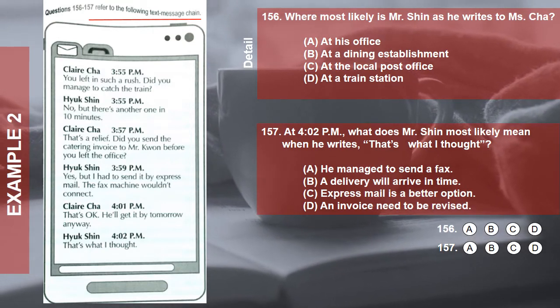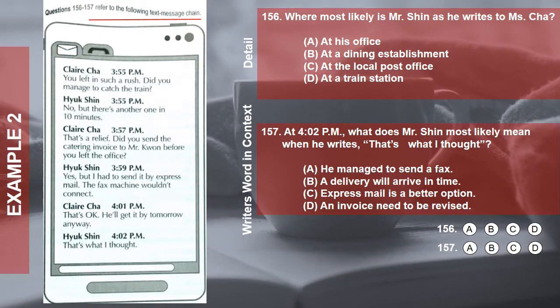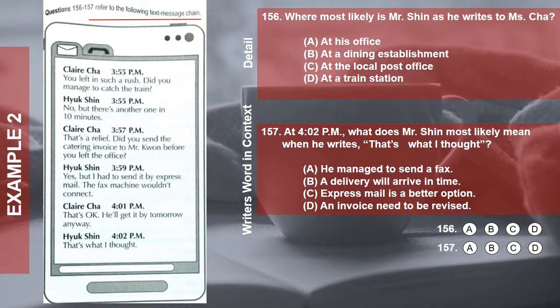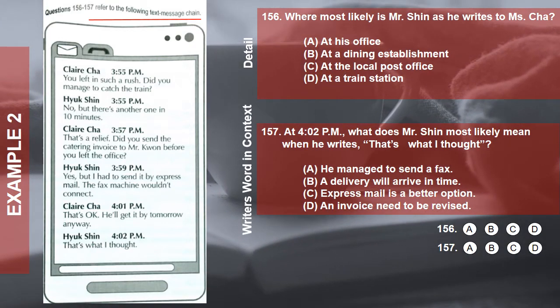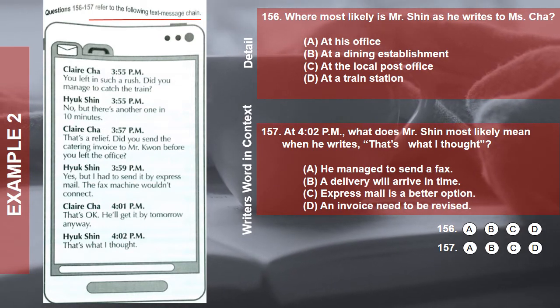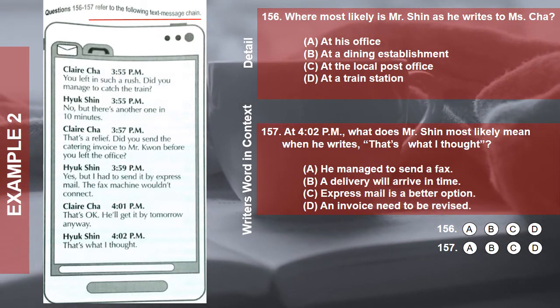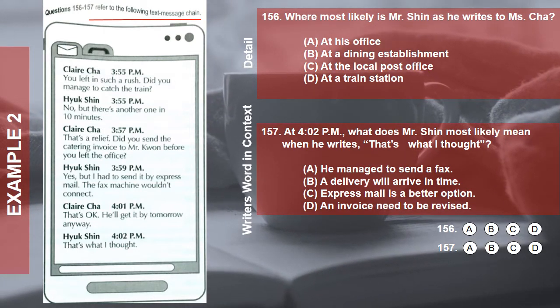What does Mr. Shin most likely mean when he writes, "That's what I thought"? So if you look at the text message, where is Mr. Shin most likely as he writes to Mr. Shah? "So you left in such a hurry. Did you manage to catch the train?" So just by reading this one, you already know that maybe he's at the train station waiting for a train. So go to the next text message.